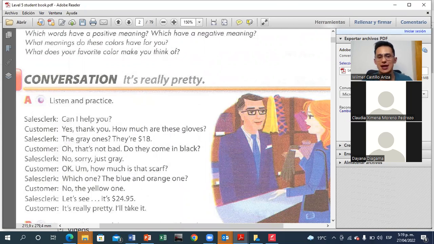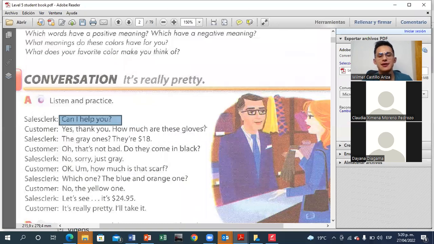Now we're going to translate it to Spanish. ¿Quién lo quiere traducir? ¿Qué significa esta primera parte? Can I help you? Tercer nivel, verbos modales. ¿Quién se acuerda? Ese can. Necesito ayudarte. ¿Puedo ayudarte? Ya. Can I help you? Yes, thank you. Sí, gracias.